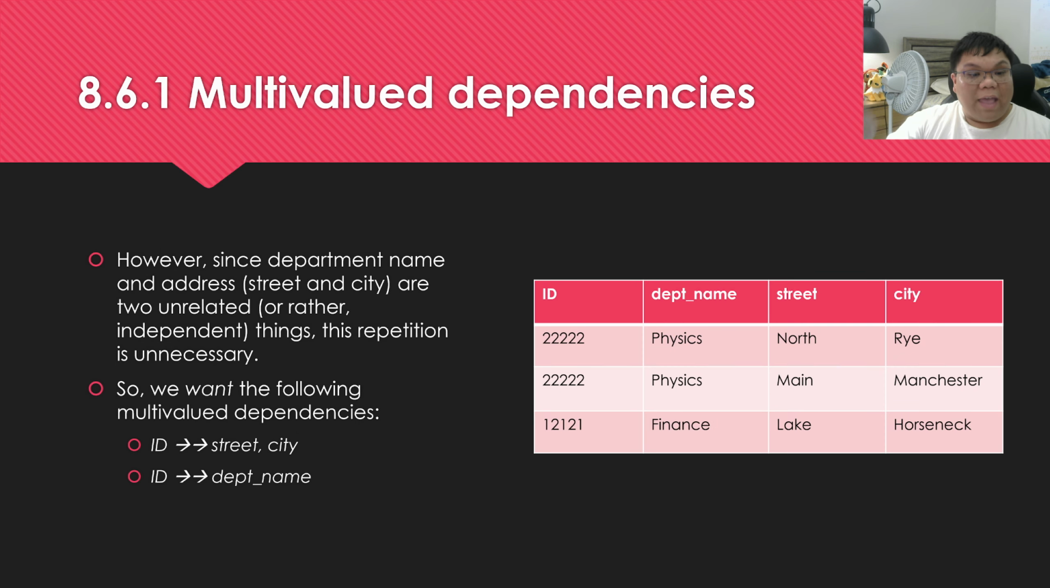Since department name and address are two unrelated, or rather independent things, we say that this repetition is unnecessary. But for a multi-valued dependency, we actually want this. And we can denote this as ID double arrow street and city and ID double arrow department name.